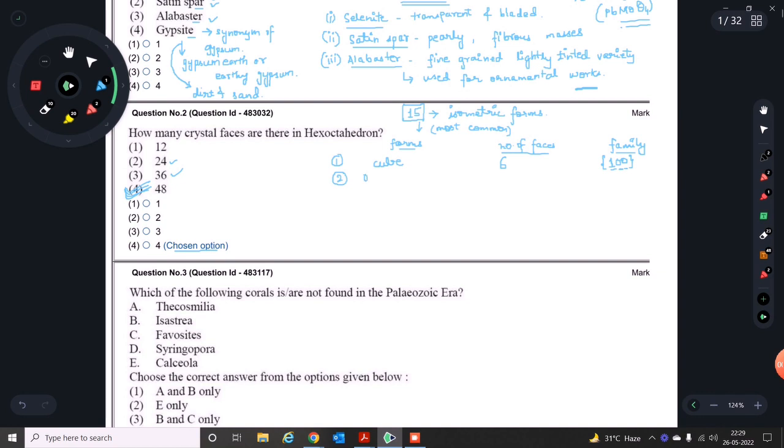Then we have the second most common form, that is octahedron. Octahedron has in total 8 faces, and the family is 111. Okay. Then we have dodecahedron.